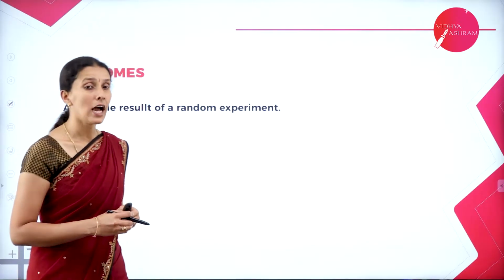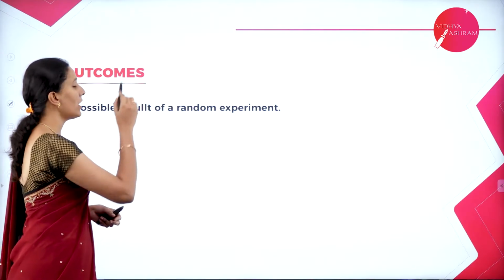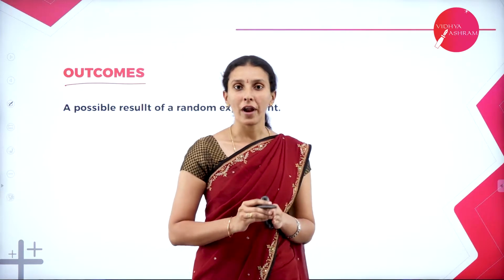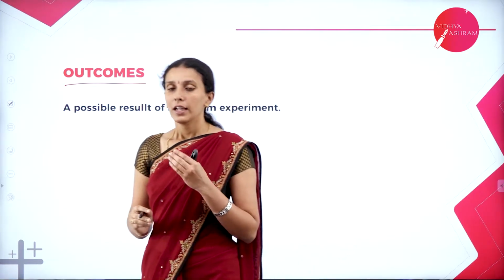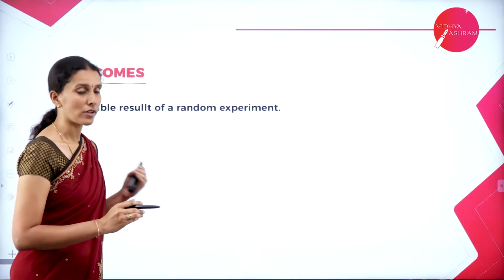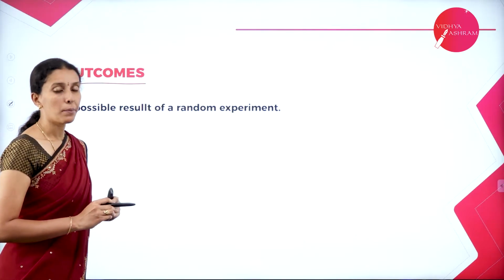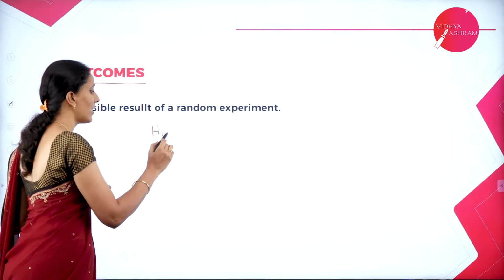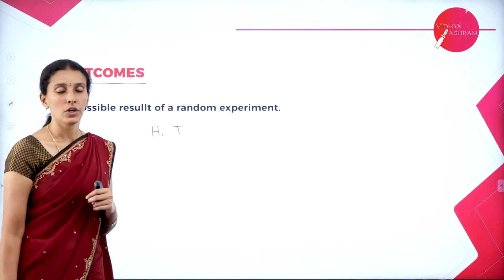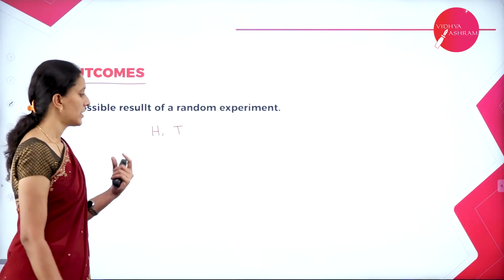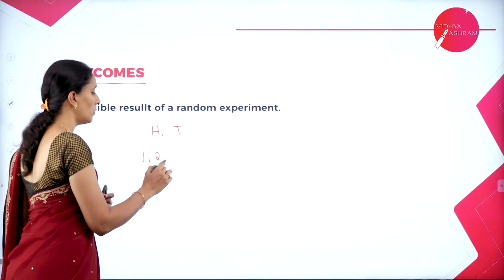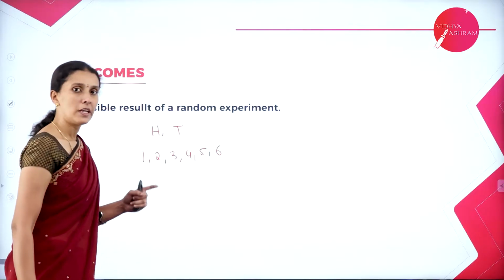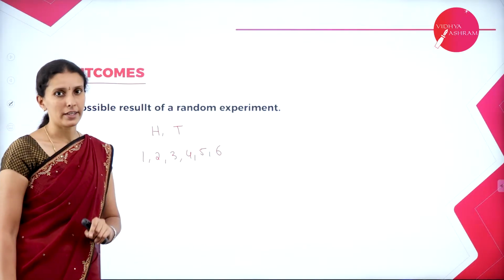The next thing is outcomes. So what do you mean by outcomes? Outcomes are nothing but the results of a random experiment. So let us take an example of tossing a coin. If you take an example of tossing a coin, you have two results. One is you get head, another one is you get tail. So throwing a die, 1, 2, 3, 4, 5, 6. So these are the outcomes of the given experiment.